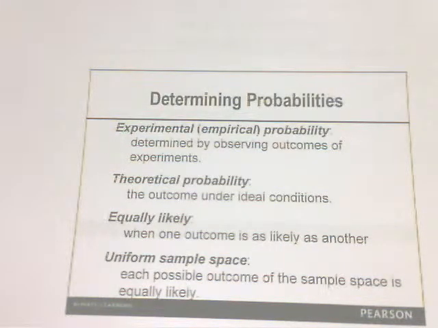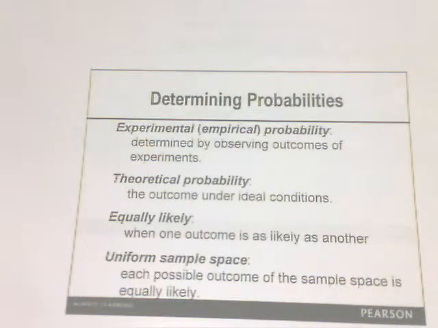Next is equally likely, which is when one outcome is as likely as another. If I roll a fair die, each number will have a fair chance of being shown when you roll the die. So 1, 2, 3, 4, 5, and 6 are equally likely outcomes, because the probability for each one of those will be 1 out of 6. And a uniform sample space is one where each possible outcome of the sample space is equally likely.